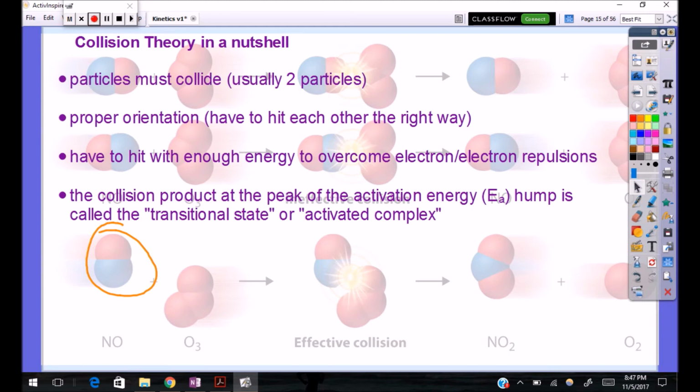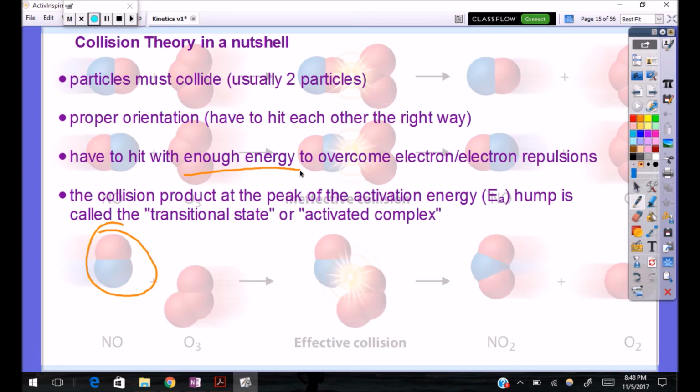The reason why is they need to have enough energy to overcome the electron-electron repulsions, right? All of our atoms have electron clouds. When the clouds get close to each other, they want to repel, right? Negatives repel negatives, just like positives repel positives. Like charges repel. So if we have enough energy to overcome that repulsion, it actually can cause us to rearrange.